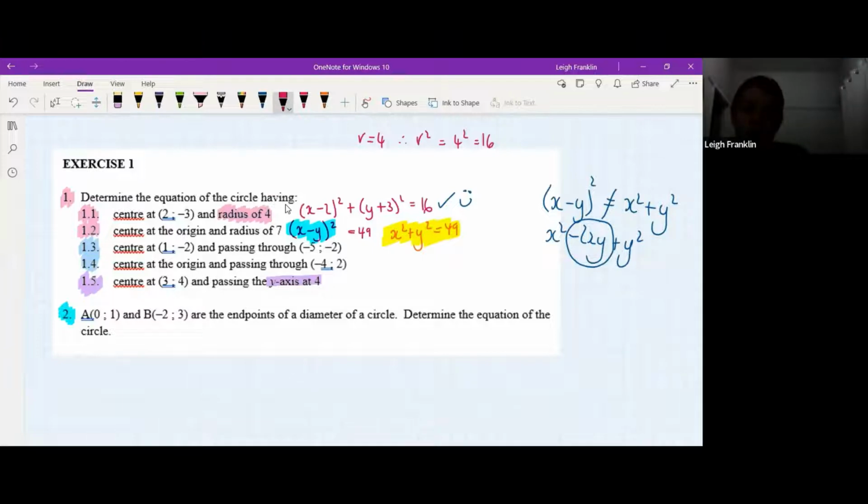Okay, all right. So yeah, no, it's supposed to be a square, not a square root. And it's the same with 7. 7 squared is 49.